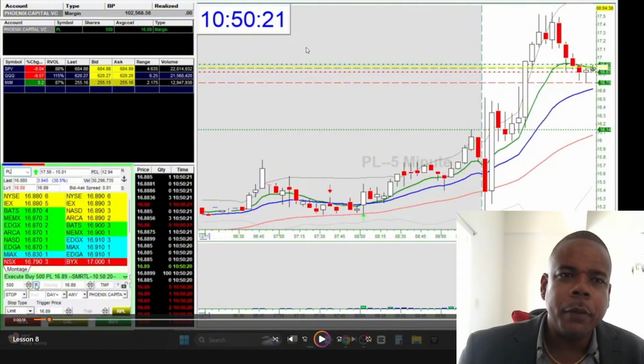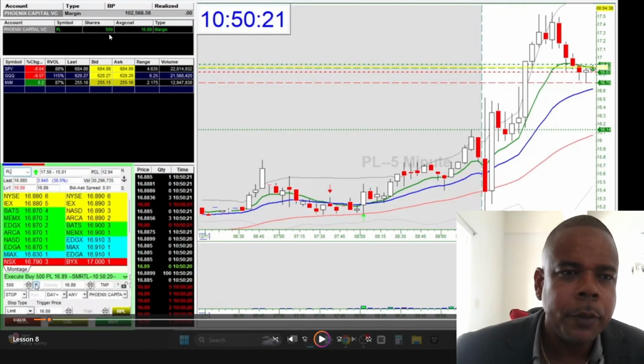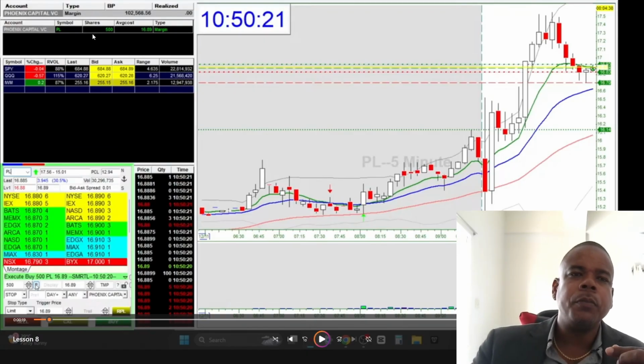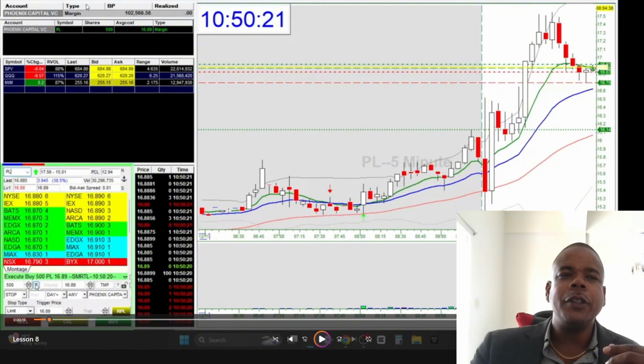So when I get triggered into a position, this box shows me the open position. So this box tells me I have 500 shares long PL at an average cost of 16.89. Because it's in green, I know it's long. If it were in red, then I would know it was a short position. And this is just a general box that's showing me that I'm in my account.